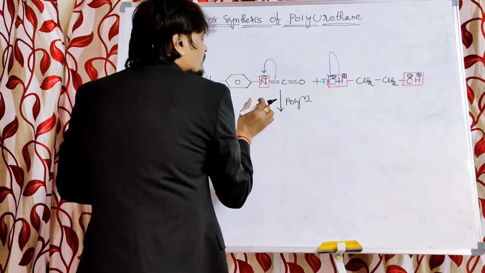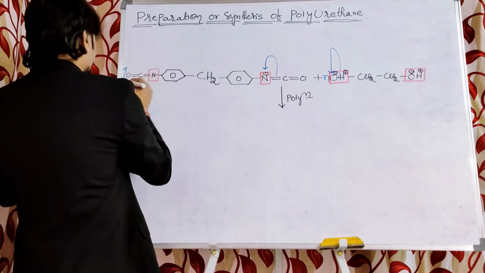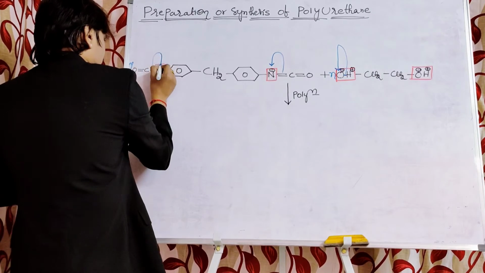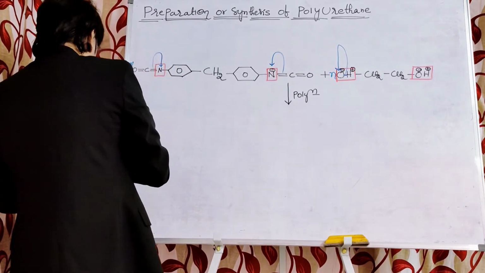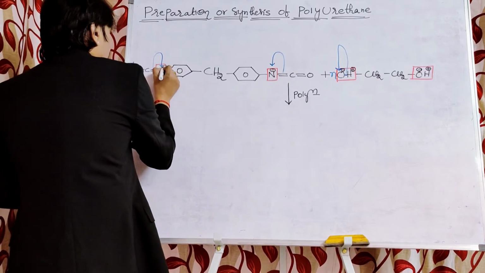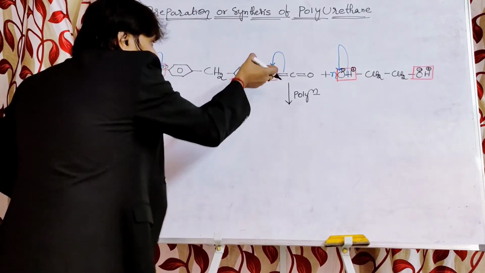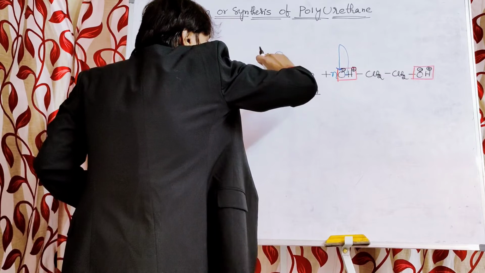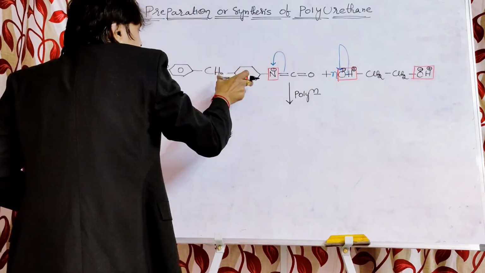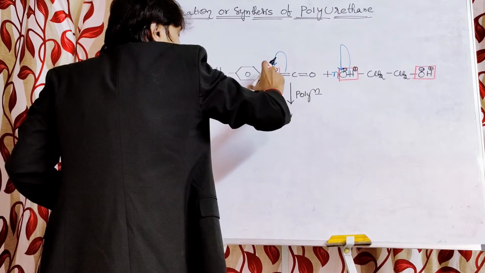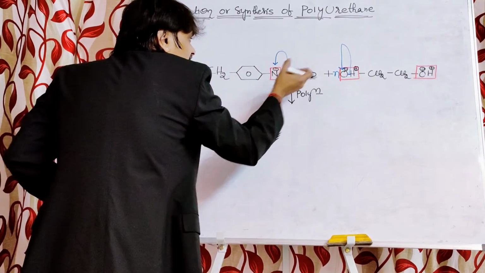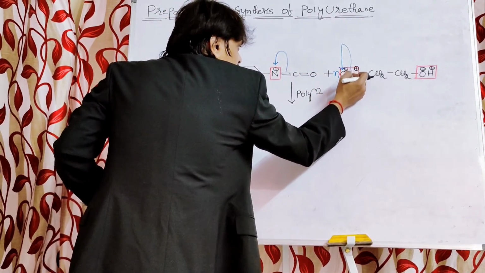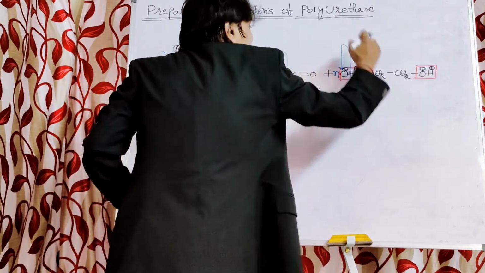Now nitrogen is getting the negative charge. Now what happens? The same thing here. So pi electrons will move towards the negatively charged nitrogen. So nitrogen gets the negative charge. Now the nitrogen of the isocyanate moiety of methylene diphenyl isocyanate is getting the negative charge. Since it is getting the negative charge, it will abstract the positively charged H plus ion, which is present in the hydroxy moiety of ethylene glycol.